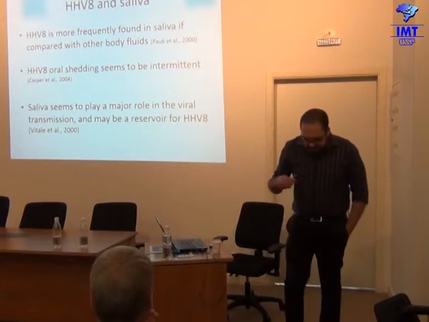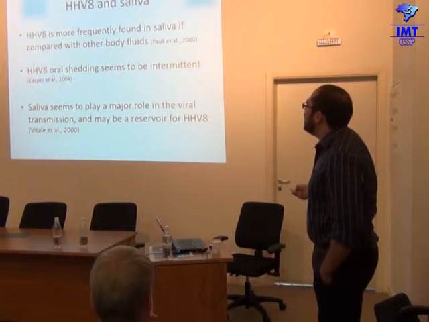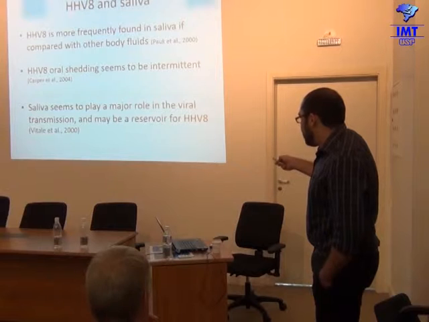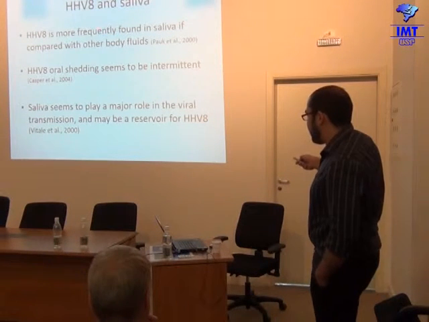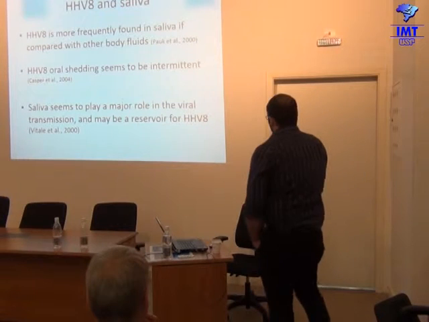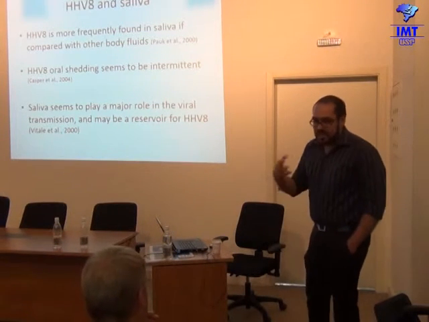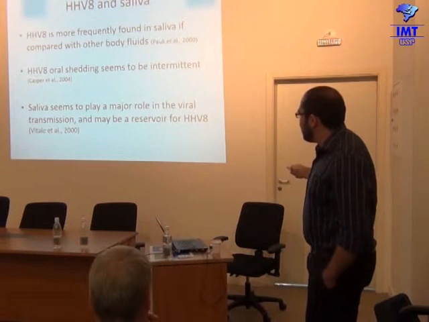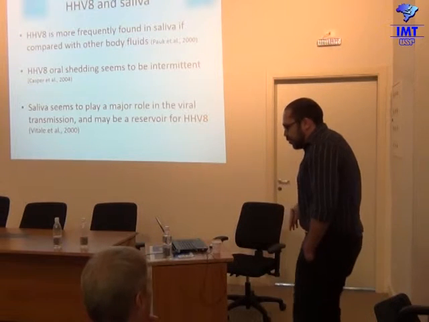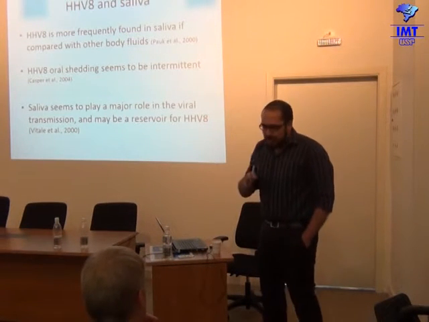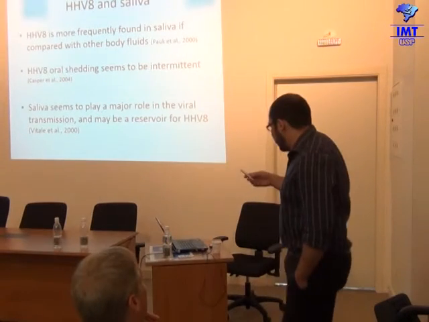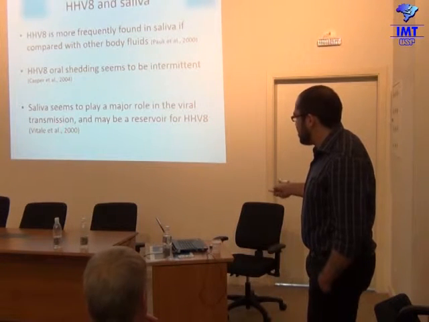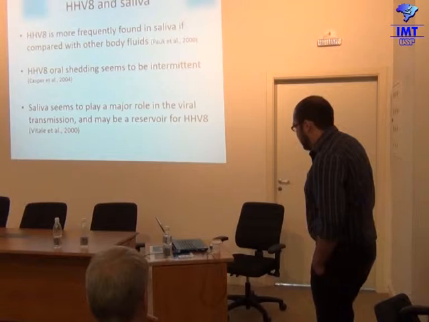An important question is the transmission of HHV8 and the relationship between HHV8 and saliva. HHV8 is more frequently found in saliva if we compare with other body fluids, for example, semen. HHV8 oral shedding seems to be intermittent. Because of that, it's important to study sequential samples from the same patient. And saliva seems to play a major role in viral transmission and may be a reservoir for HHV8.